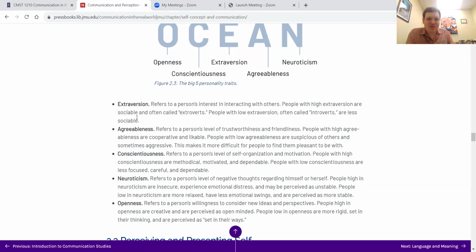We have agreeableness, which refers to a person's level of trustworthiness and friendliness. People with high agreeableness are cooperative and likable. Again, this is a little bit biased in how they're framing this. I have higher agreeableness, so I'd love to say that I'm likable. The people who have lower agreeableness are suspicious of others and sometimes aggressive. I think it says it makes it more difficult for people to find them pleasant to be with. I think agreeableness for me is understanding other people's perspectives and saying, I can see why you think that way. I take the time to listen and I agree with them. I don't necessarily have the same belief as somebody else.